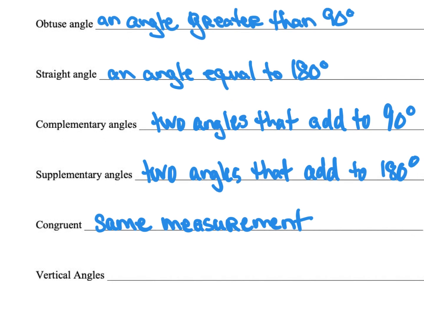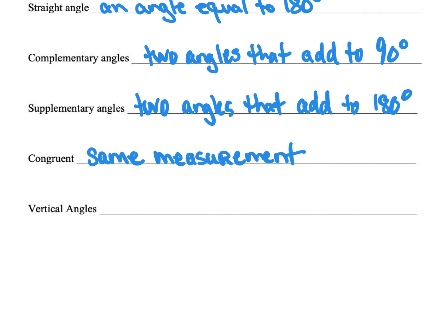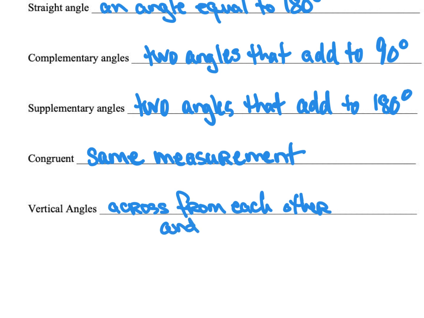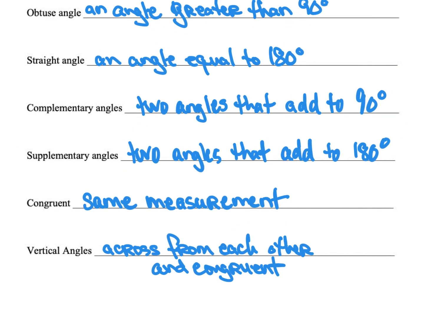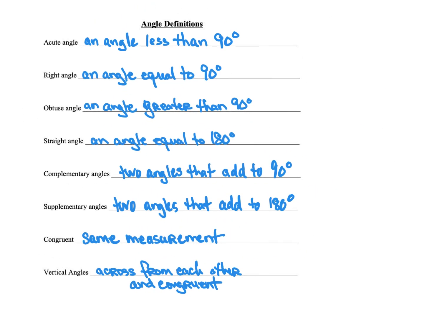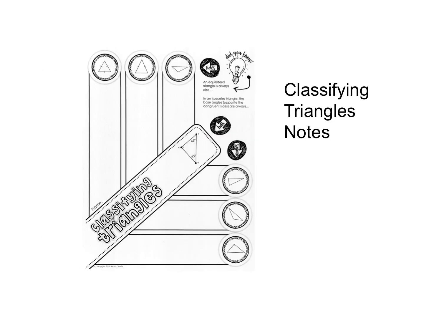And then the last one is actually really new, and we're going to be talking about this tomorrow. But vertical angles, they are across from each other and congruent, or they have the same measure. We'll talk about vertical angles a little bit later. So make sure you have all of these definitions on your page because you're going to be using those. All right, so we're going to go ahead and start classifying triangles.